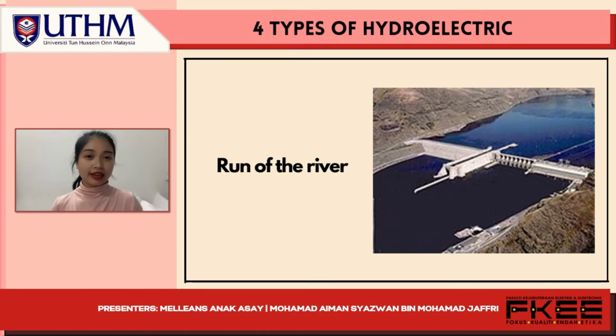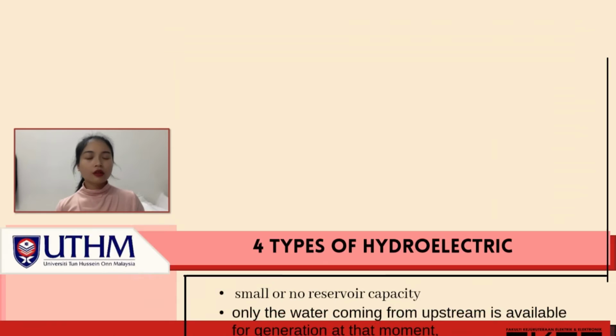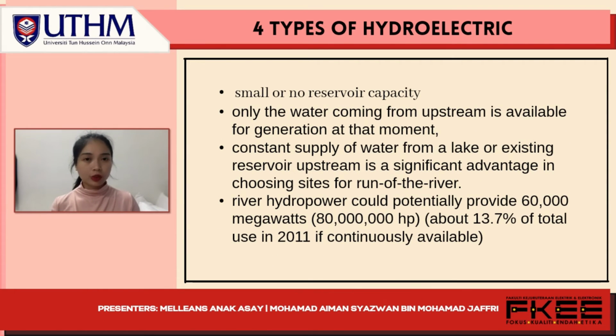The third type of hydroelectric is the run of the river. A river has no reservoir capacity, or it is just small, and only water coming from upstream is available for generation at the moment. So a constant supply of water from a lake or existing reservoir upstream is a significant advantage in choosing sites for the run of the river. Lastly, river hydropower could potentially provide 60,000 megawatts.